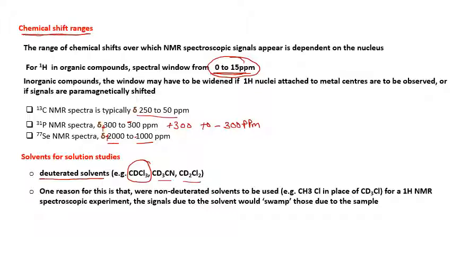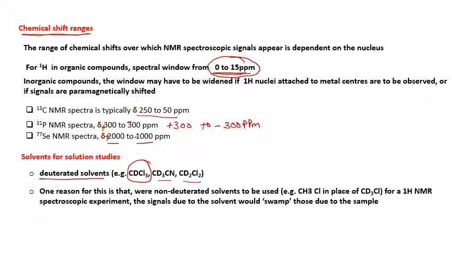One of the reasons why a deuterated solvent is used is that with a non-deuterated solvent, in 1H NMR spectroscopy the signal due to the solvent would swamp the peaks due to the sample. So if your molecule, your complex, contains a peak that comes at the same chemical shift value as the solvent, then it will interfere. So basically that is why a deuterated solvent is used.